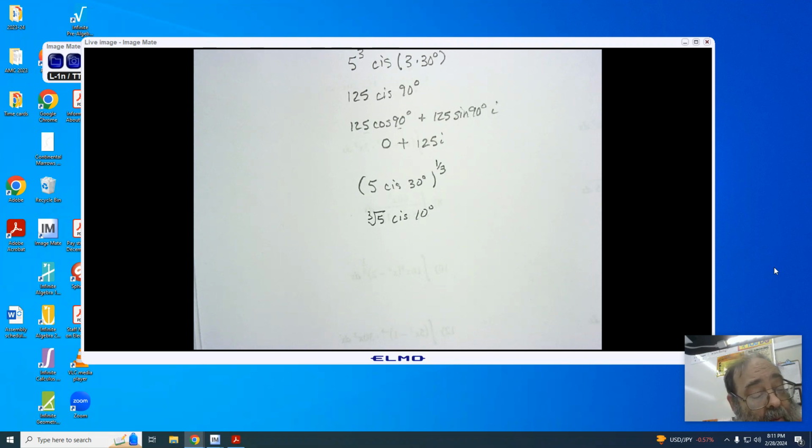Alrighty, so this is how we would find powers of complex numbers in polar form, or if we wanted to find higher powers of rectangular form, we would want to convert it first into our cis form and then apply DeMoivre's theorem.